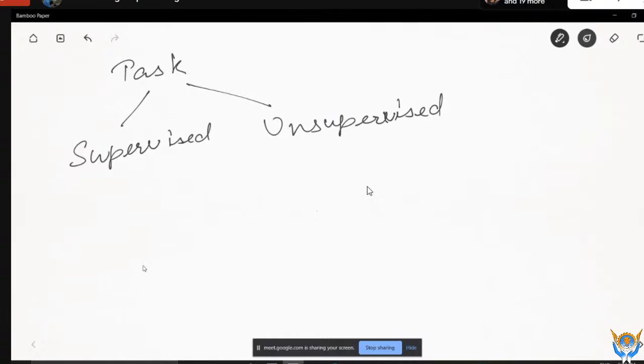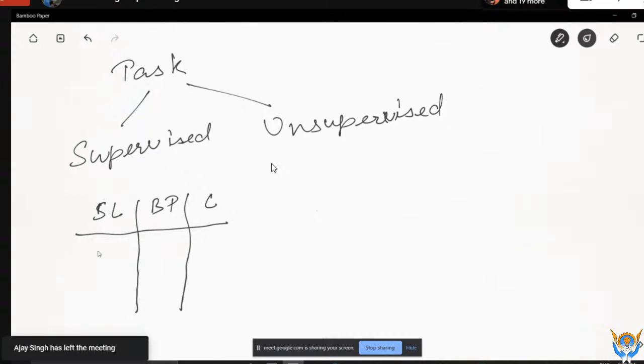First, let's see what supervised learning is. In supervised learning you have some training data. Suppose you want to predict whether a patient has cancer or not. You have some symptoms, like a person's sugar level. Sugar level is one feature. Then blood pressure, again one feature. There are a lot of features, but I consider only these two right now. On the basis of these two features you want to predict whether the person has cancer or not.